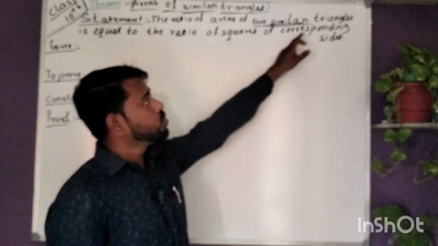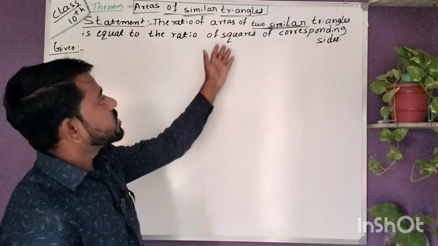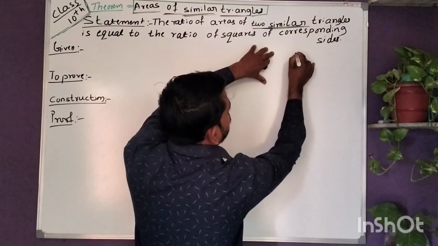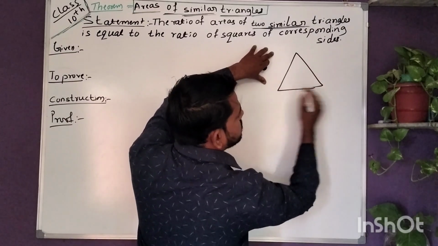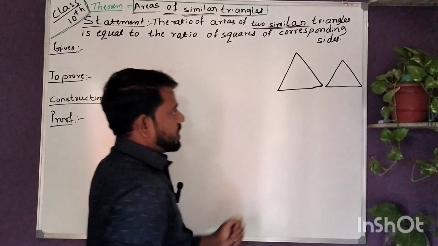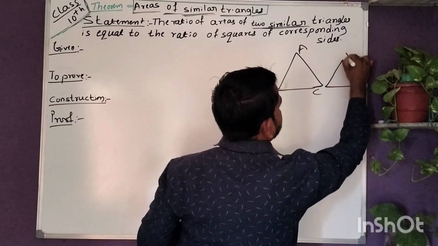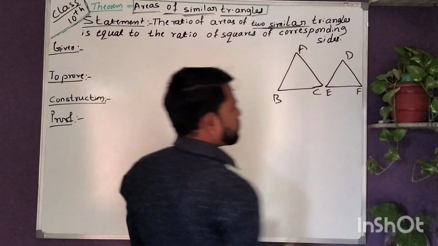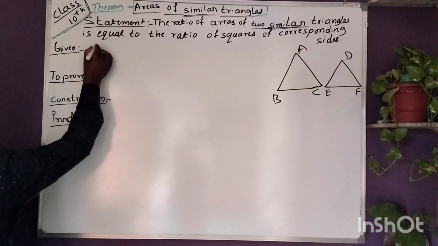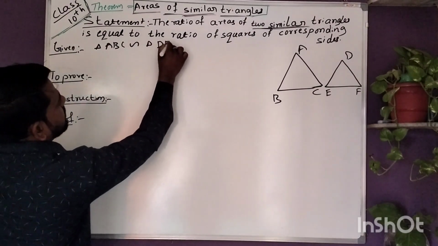The ratio of areas of two similar triangles is equal to the ratio of squares of their corresponding sides. So we draw two similar triangles. I have drawn two triangles and named them ABC and DEF. Now you write these as given. The name of the two triangles are triangle ABC and its similar triangle, triangle DEF.